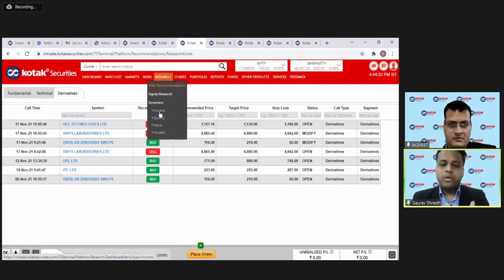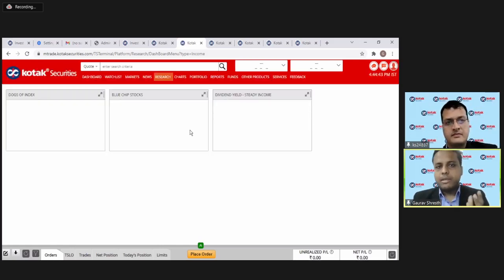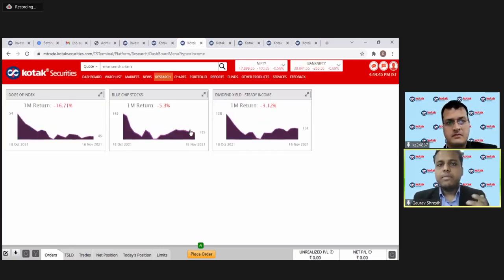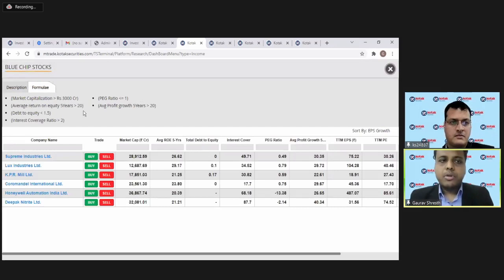Under the research section, the other section is the equity research, which has the screener. What the screener does is that you can search for a stock based on certain parameters. Let's suppose I want to search for a stock which is fundamentally good. There are different parameters, so let me give you an example. I want to go into blue chip stocks. Under blue chip stocks, I want to search for a stock which has more than 3,000 crore market capitalization, whose PEG ratio is equal to or less than 1, whose average growth is more than 24 lakhs for the previous 5 years, debt to equity ratio is less than 1.5, and interest coverage ratio is more than 2.